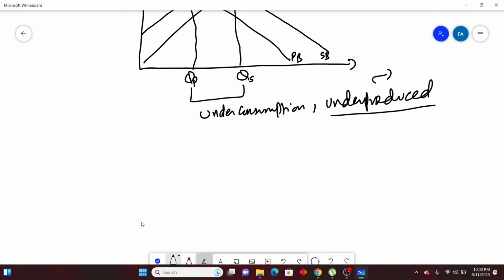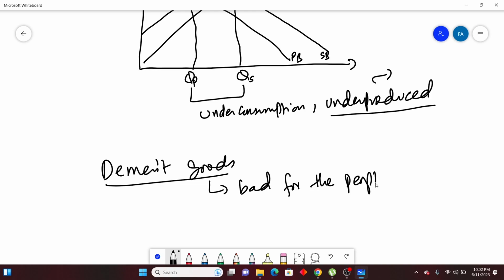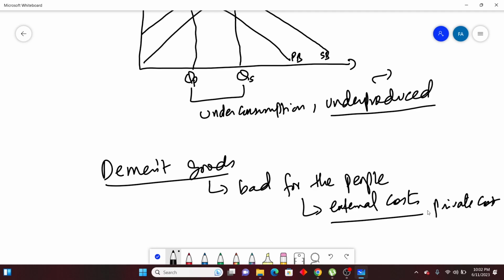Let's talk about demerit goods. What are demerit goods? Demerit goods are those goods which are bad for the people. If I tell you in layman language, but if I elaborate, it has more external cost. Sorry, not benefit. More external cost than the private cost. One example of demerit goods could be smoking. If I talk about cigarettes, smoking.